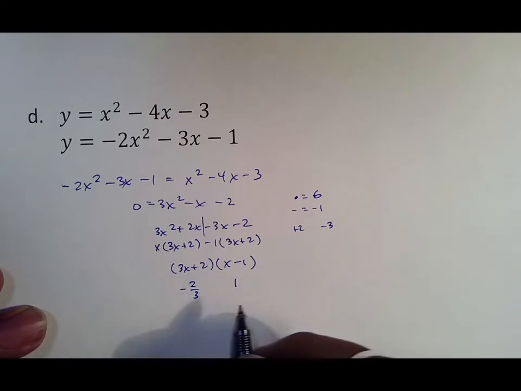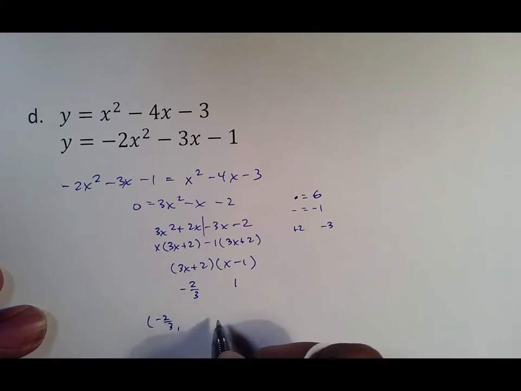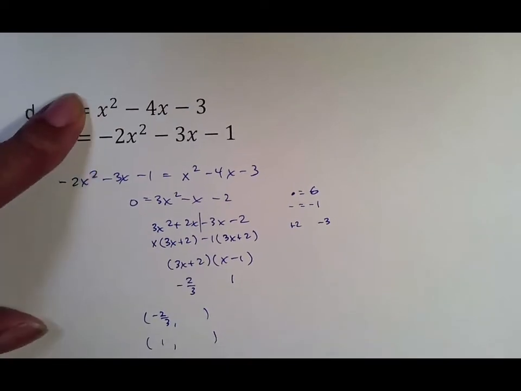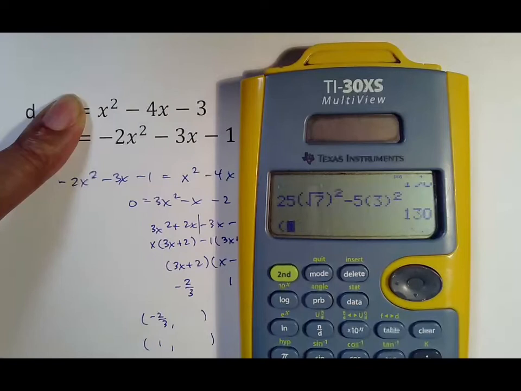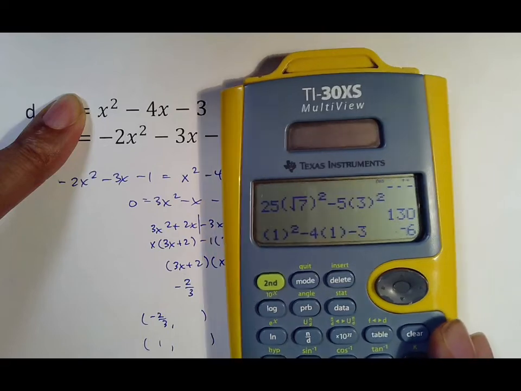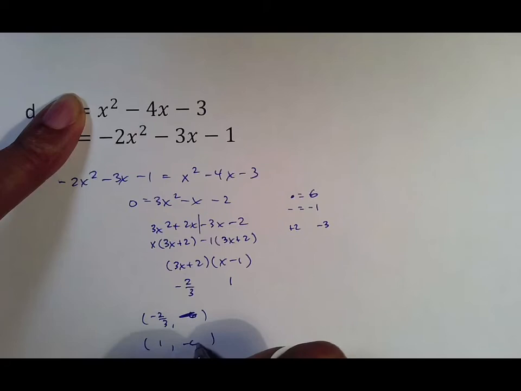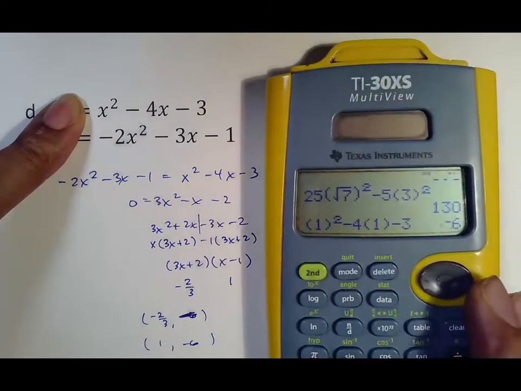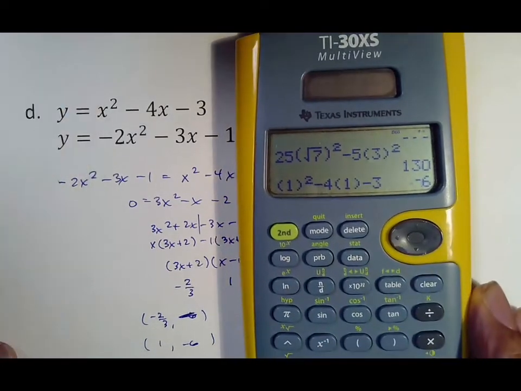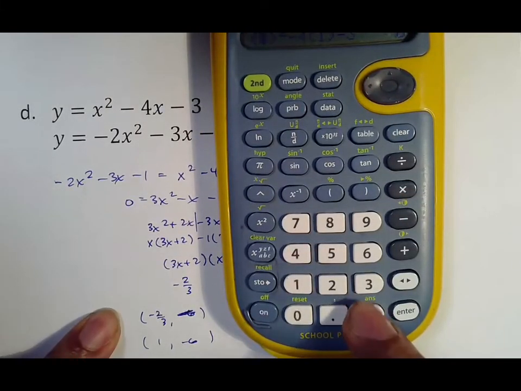And so I want to check both of those. Those are both x's, which means we have a -2/3 comma something, and we also have 1 comma something. The way we get that is by plugging it in. So I'm going to do parentheses 1 squared minus 4 times 1 minus 3 equals -6. Oops, wrong one. And then I'm going to try something different here because I don't like typing in 2/3. So here's something that your calculator does. I'm going to type in my -2/3.